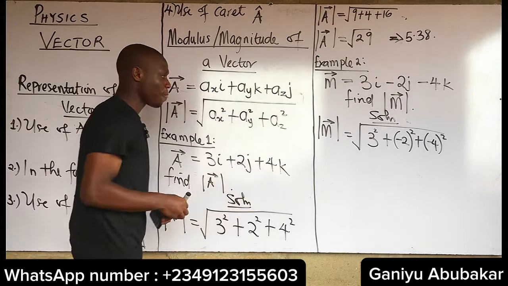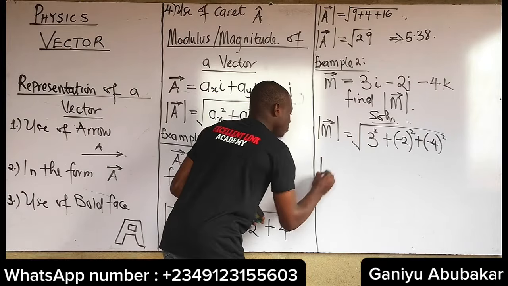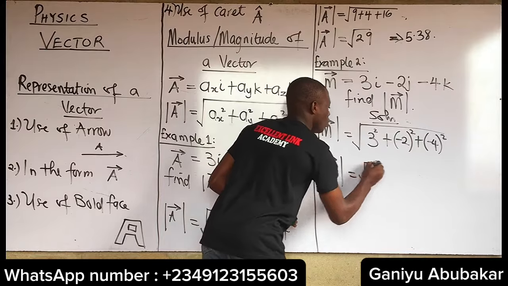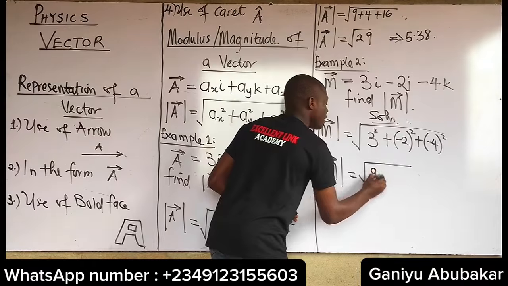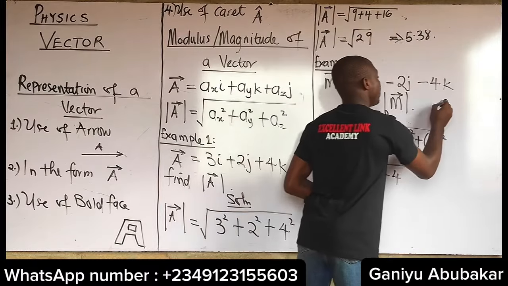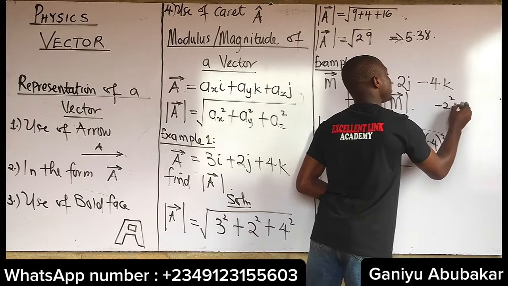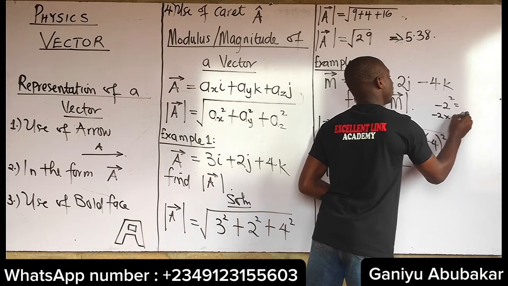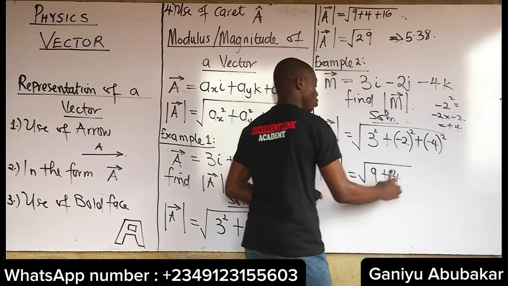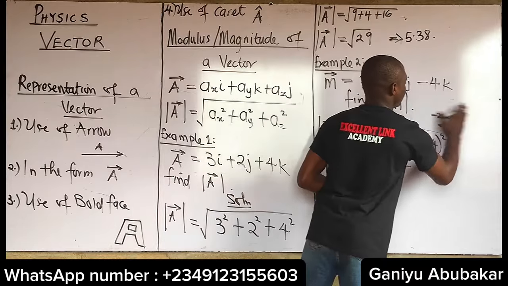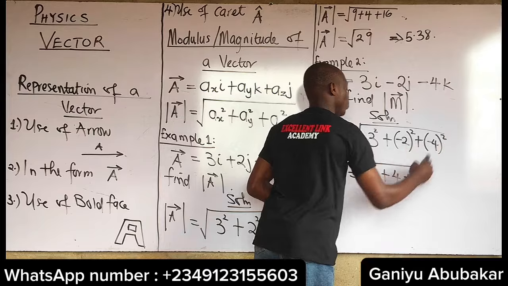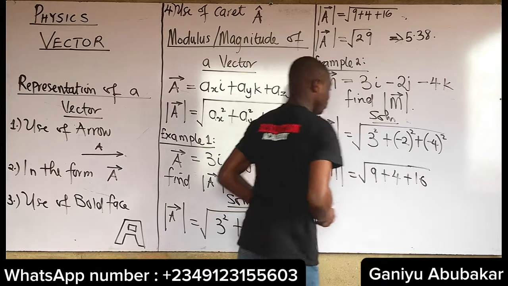Let's get the value. The modulus of vector m will be equal to the square root of 3 squared gives 9, plus (minus 2) squared will give 4. If I have minus 2 squared, this means minus 2 times minus 2. Minus times minus is plus, 2 times 2 is 4, so I'm having plus 4 here. That's the concept. Plus (minus 4) squared gives 16.